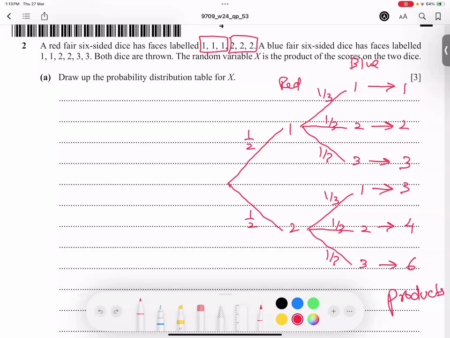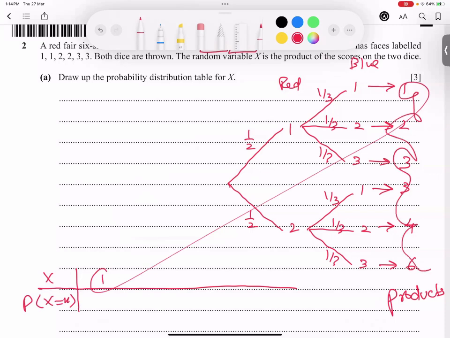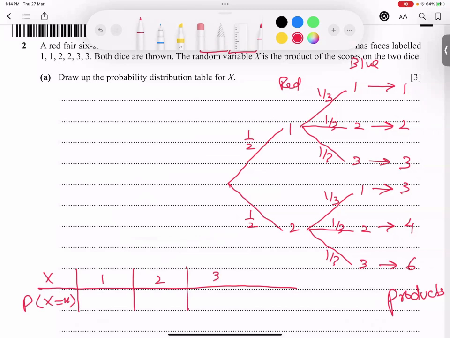Now he said make a table, so you make it. How to make a table is nothing hard now. How many options do we have in total? We can see this X: the options are 1, then 2, then 3, then 4, and then 6. What is the chance of 1? Does 1 come only one time? So 1 over 3 times 1 over 2, if I multiply them, I get 1 over 6.